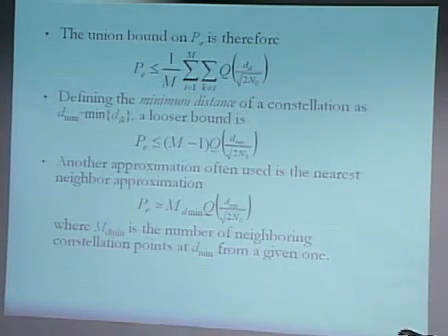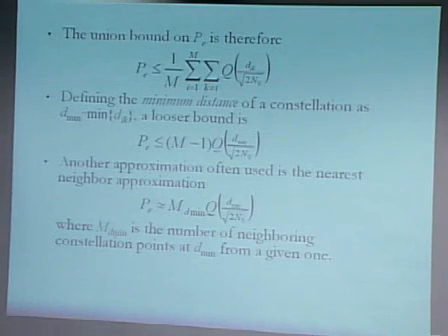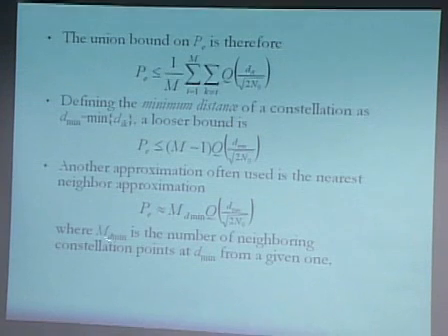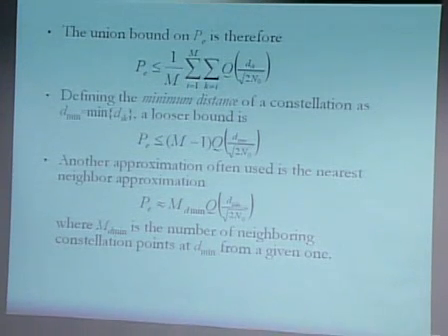It's just this M sub d_min, which is the number of neighboring constellation points from a given one, times Q of d_min over root of 2 N0. Okay, so this M sub d_min is the number, so you take a constellation point and you find the number of neighboring points at the minimum distance. Okay, we'll see examples of how to compute this in actual constellations.